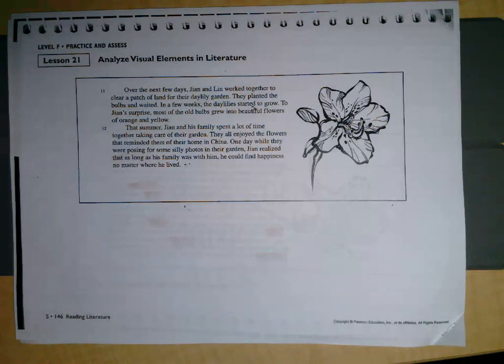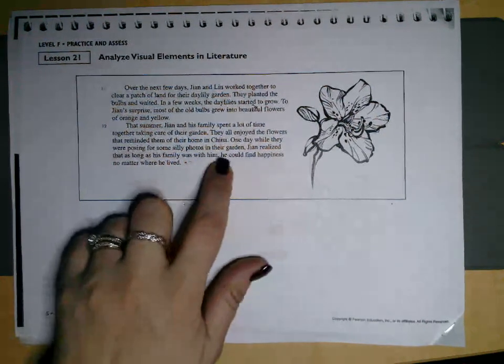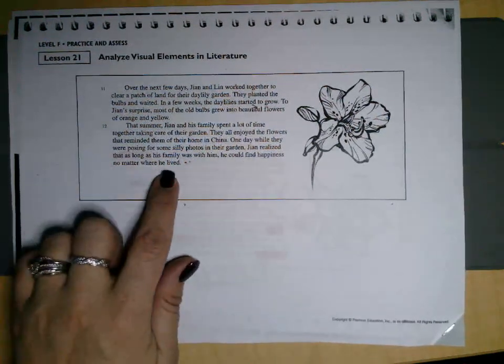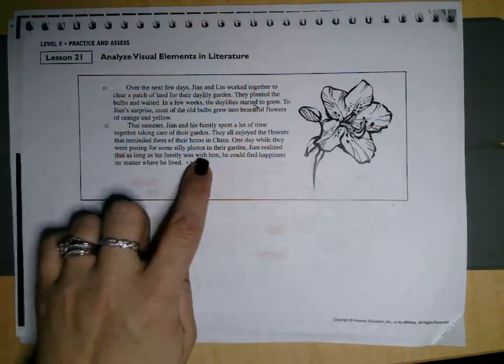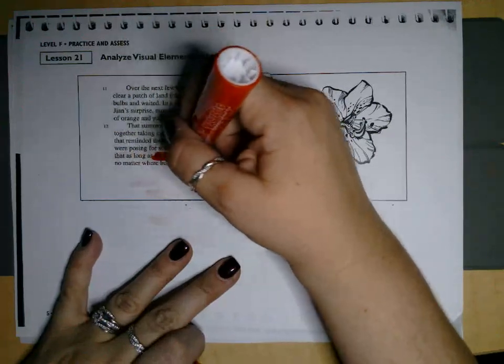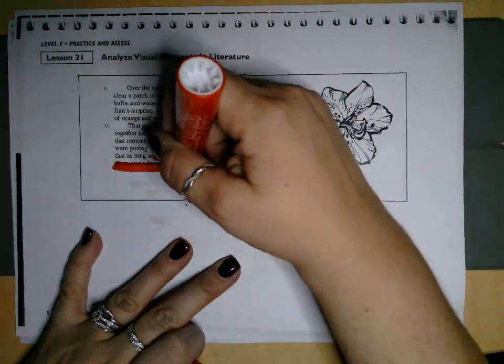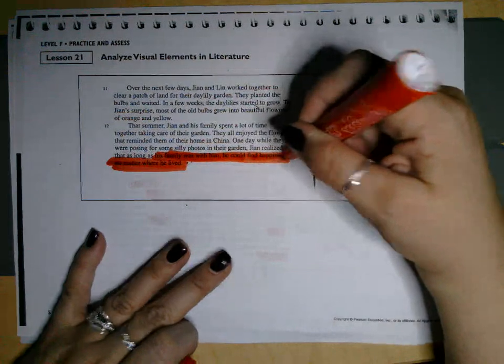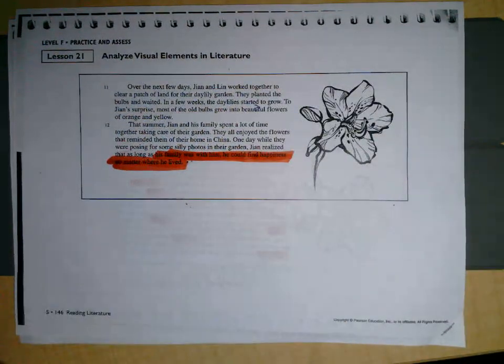Julia, what do you think? Yeah, like right here, he says he could find happiness no matter where he lived. Realized that as long as his family was with him, he could find happiness no matter where he lived. Did you guys remember reading that just now? Yeah, that's a pretty good theme. You know, the changes in the character's feelings, the actions, as well as the changes in the tones, all clues to the meaning and the theme of the story.